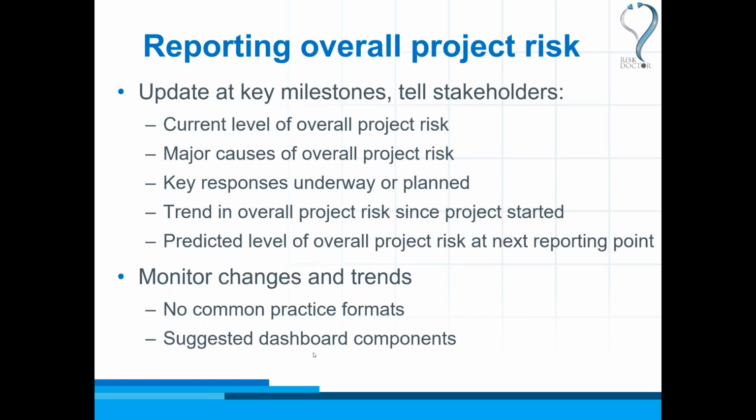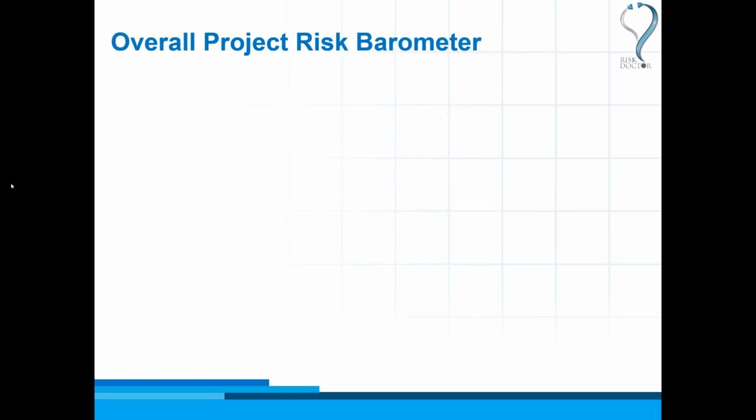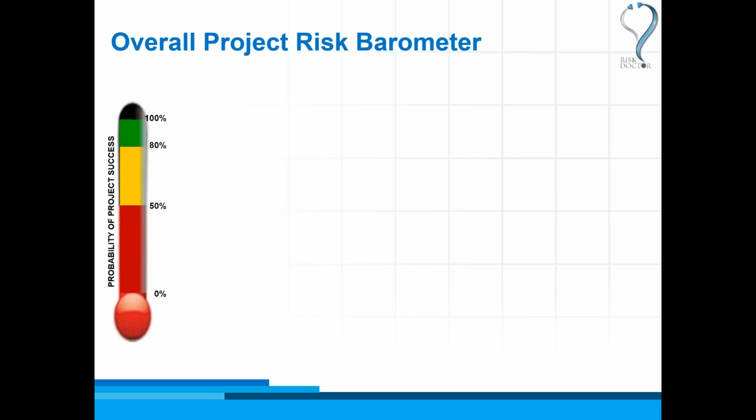Some things you might like to put into a dashboard. And I'd like to introduce to you something that I call the project risk barometer. This is based on the first answer to the question, how risky is the project? What is our probability of success? And we could divide this barometer, which you would normally use to measure temperature or pressure, something like this. This is going to measure the probability of success.